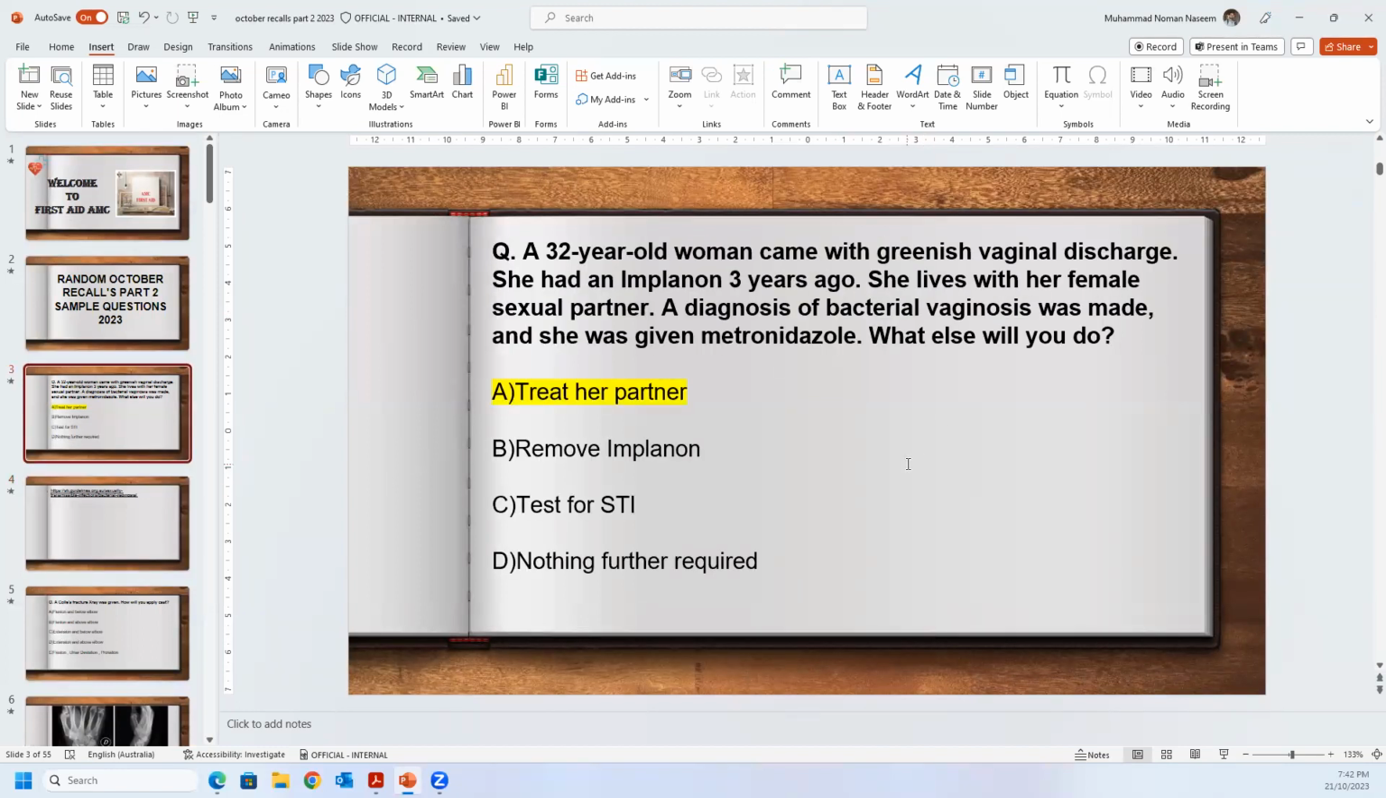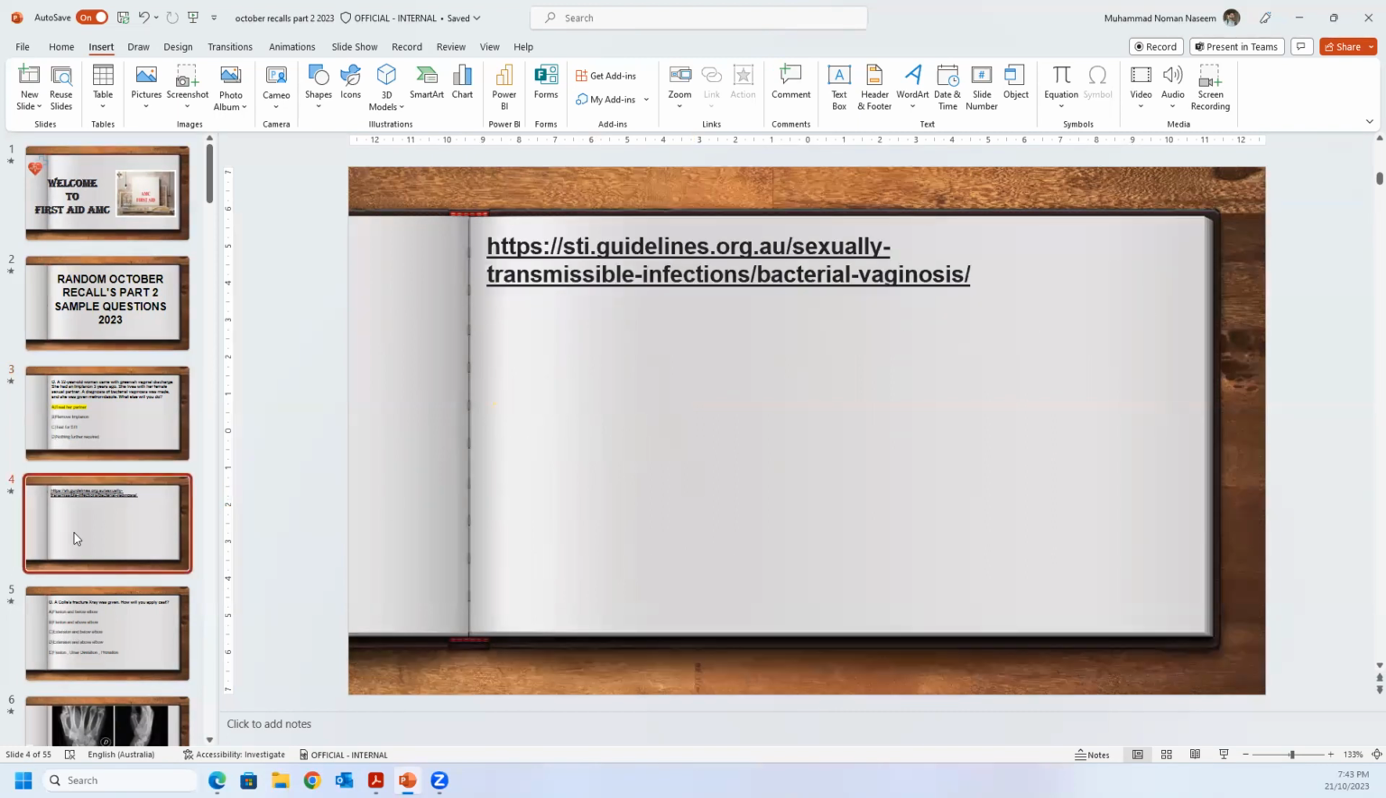Removing the Implanon: Implanon is not removed if you're diagnosed with the very initial stages of an STI or STI-like illness. It is removed after the treatment of it. Otherwise, there is a chance you're going to perforate things along the way or spread the infection. Test for the STI is a good option to select, but firstly, we'll treat both of them and then test both of them for the STI. Nothing further required is not a good option because they have clearly mentioned that the patient is female, the partner is female, and she has bacterial vaginosis.